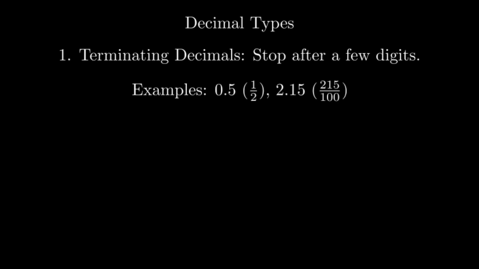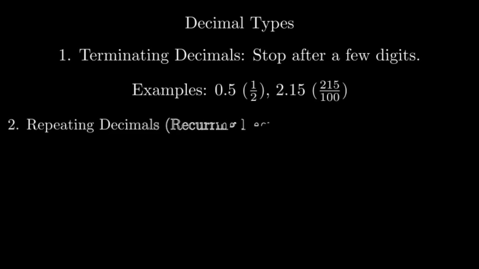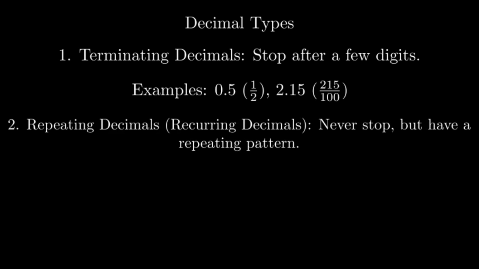Now, the second type is a little more interesting. It's called a repeating decimal. This is a decimal that never ends. Instead, a digit or a block of digits repeats over and over again in a regular pattern. You might have already seen an example. 1/3 is a repeating decimal. When you divide 1 by 3, you get 0.33333, and it goes on forever. The digit 3 is the one that repeats.